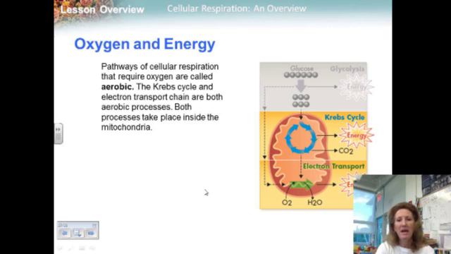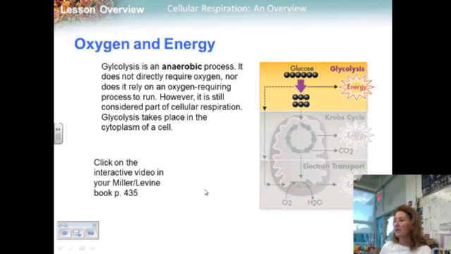So pathways of cellular respiration that require oxygen are called aerobic, like I just said. The Krebs cycle and the electron transport chain are both aerobic processes. Both processes take place inside the mitochondria. Glycolysis, which was the first stage, does not directly require oxygen, nor does it rely on oxygen-requiring processes to run. However, it is still considered part of cellular respiration, and glycolysis takes place in the cytoplasm of the cell. And there are some interactive videos in a Neurilla Levine book you might want to look at too.